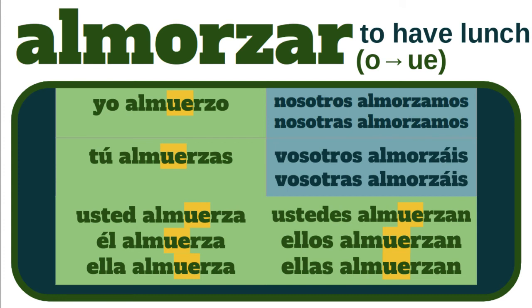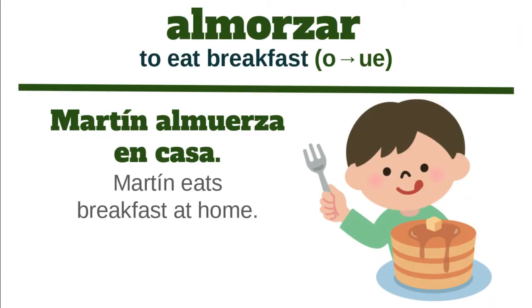Another verb with an O to UE stem change is the verb almorzar, which means to have lunch. Yo almuerzo, tú almuerzas, usted almuerza, él almuerza, ella almuerza, nosotros almorzamos, nosotras almorzamos, vosotros almorzáis, vosotras almorzáis, ustedes almuerzan, ellos almuerzan, ellas almuerzan. Martín almuerza en casa. Martín eats lunch at home.